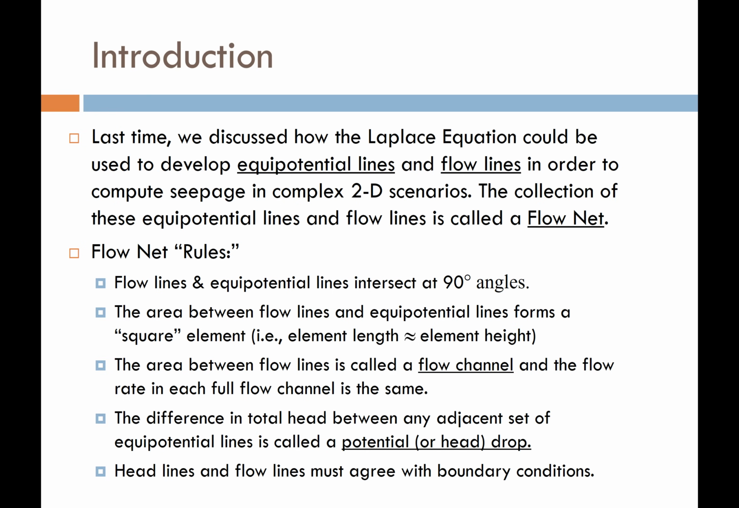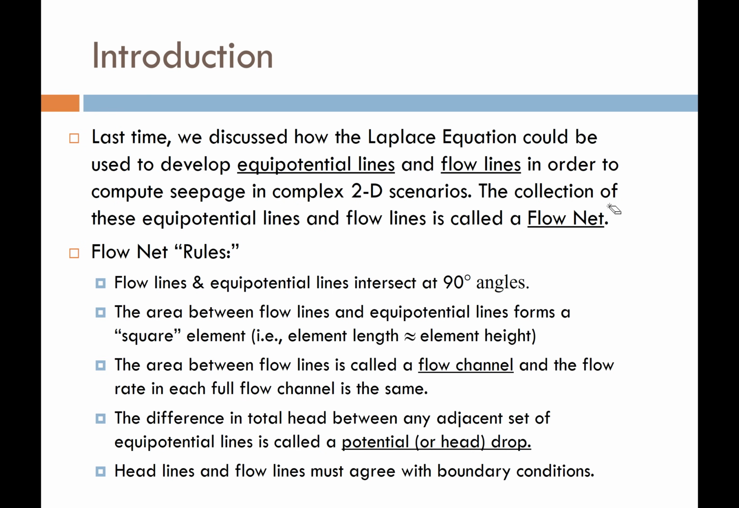And I also mentioned that with a few simple rules and tricks, we could just draw our solutions by hand, almost like an artist would or something like that. And so that's what we're going to learn a little bit about today. Now, this collection of equipotential lines and flow lines on any given cross-section of a seepage problem is what we call a flow net.